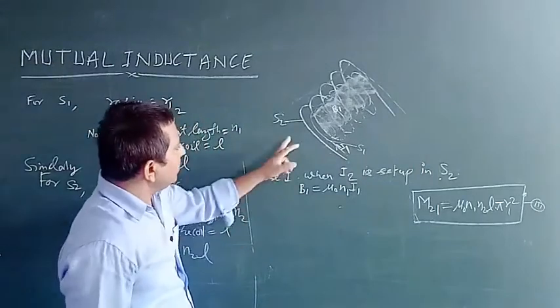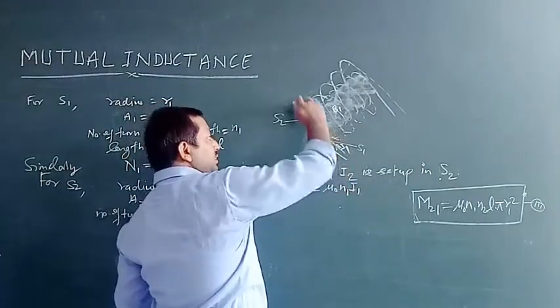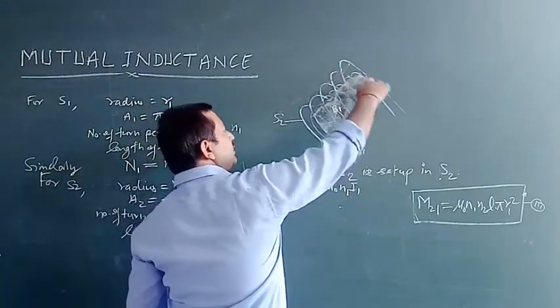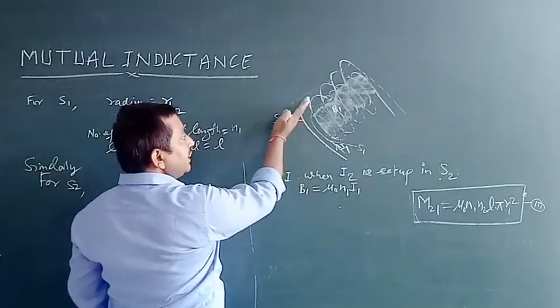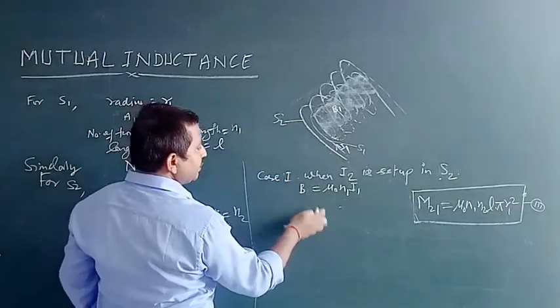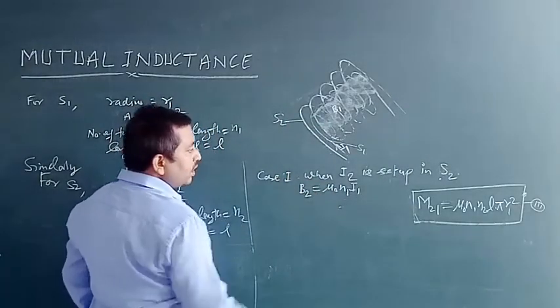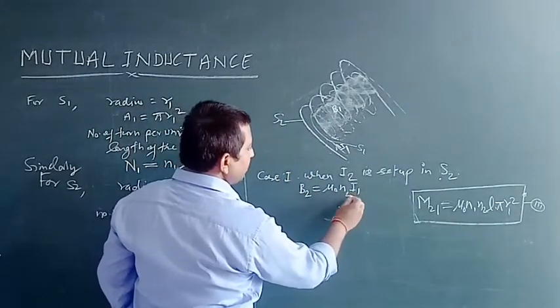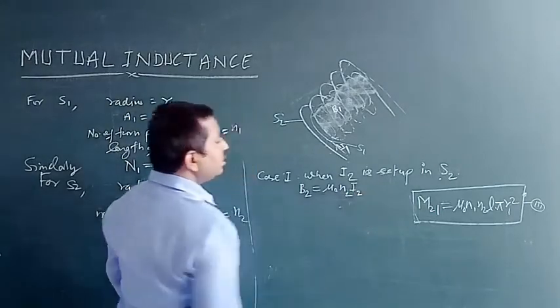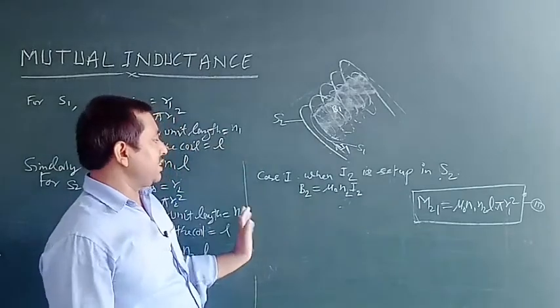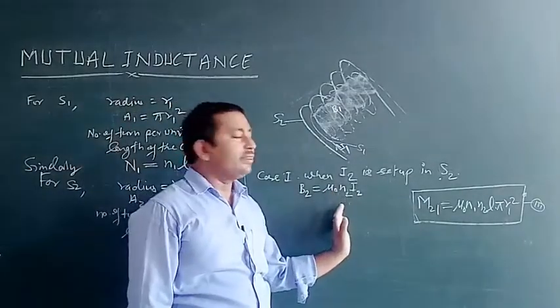Now when current I2 is set up across the second coil, then the magnetic field inside the second coil can be represented by a particular term B2. This B2 can be expressed as the magnetic field inside the solenoid. This is equal to mu 0 N2 I2, if we leave the edge effect, then this equation will occur.